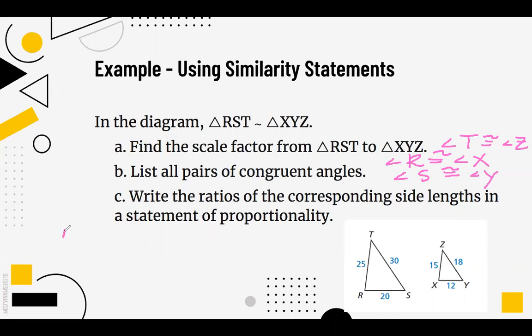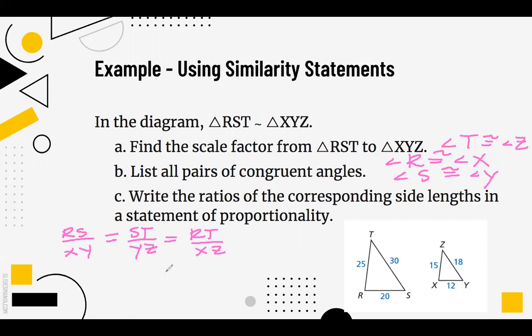So we know that RS over XY will be equal to ST over YZ, which is also equal to RT over XZ, right? Once we have the actual proportion for the sides, then we can add numbers.